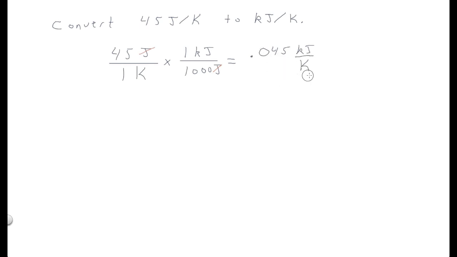Good. So for simplicity, you can do this all in one step at this point. Notice that if you cancel the joules now, you get your target units, which are kilojoules per Kelvin. So now you can just do the calculation. Remember, you can ignore the ones, so the calculation is just 45 divided by 1,000. You can do that in one step, and that'll give you this answer.